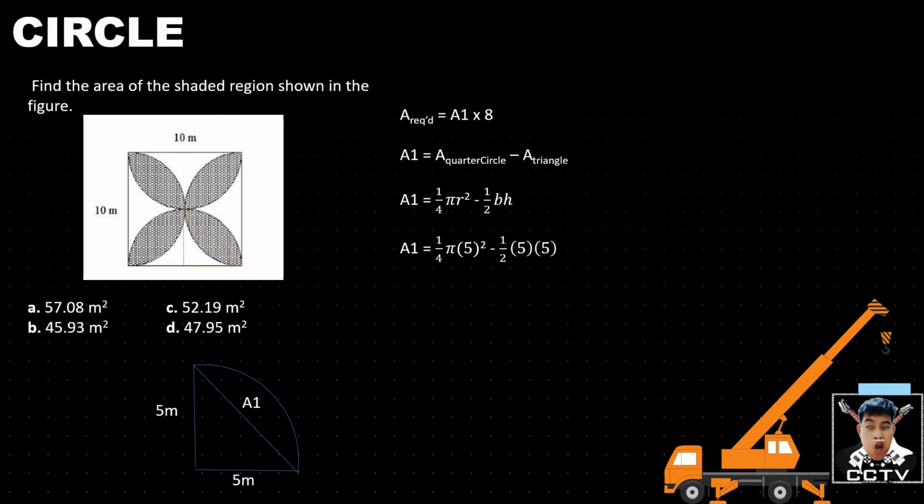Everything is already given, so just substitute. And you'll get area 1, times 8, and you'll get the shaded part. And that's the answer.